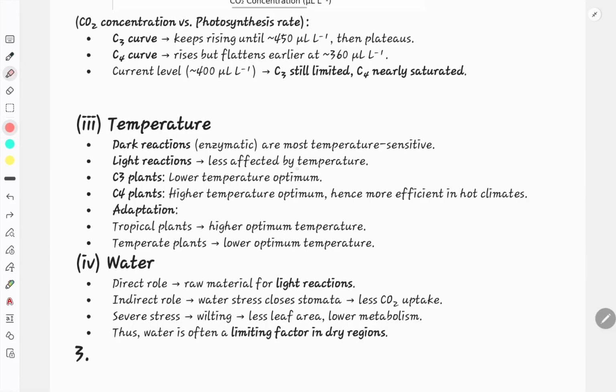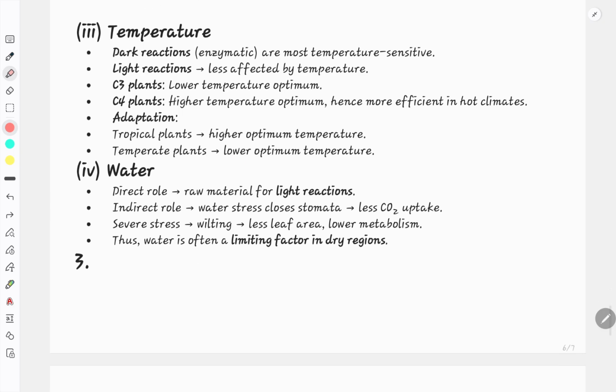The light reaction is less affected by temperature because it needs more light. C3 plants have a lower optimum temperature. They cannot survive under high temperature, but C4 plants are more efficient in hot climates, or more adapted towards it. Tropical plants have a higher optimum temperature. On the other hand, temperate plants have lower optimum temperatures.